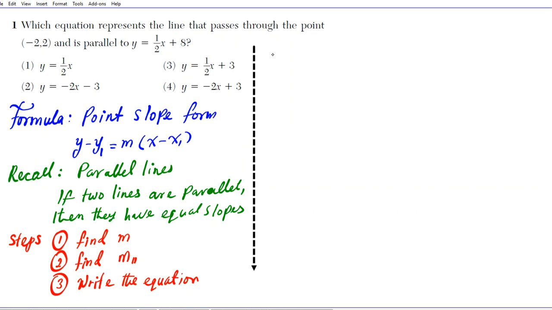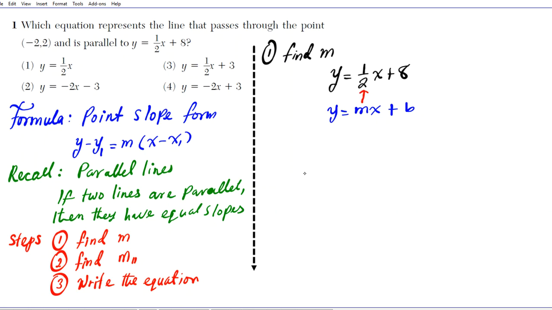Let's start from the first part. Let's find the slope of the given line. The line is y equals 1/2 x plus 8. This is in slope-intercept form, which is y equals mx plus b. So if you write the equation of a line in slope-intercept form, the slope is given by what? The slope is the coefficient of the x value. So m, the slope of the original line, is 1/2.